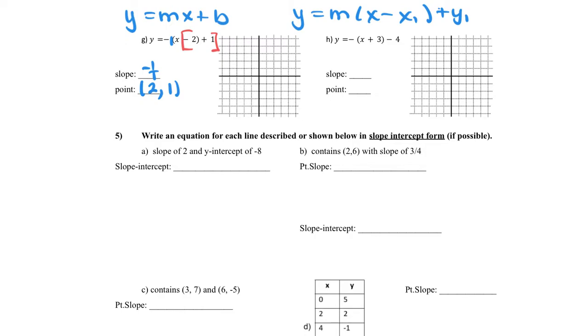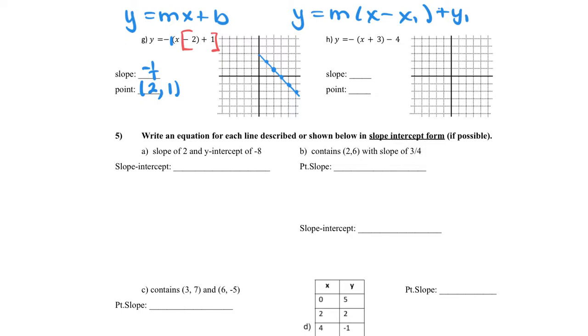So at 2, 1, I'm going to go to the right 2, up 1. That's my point. And then my slope is -1. That means I'm going to go down 1, right 1, down 1, right 1, and it's going to go in this pattern. If I go up, I have to go to the left, and you'll see that that all falls in a line. And so you're going to use your straight edge to draw a nice straight line there.